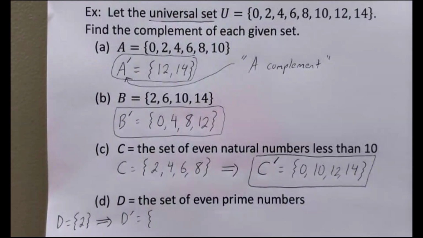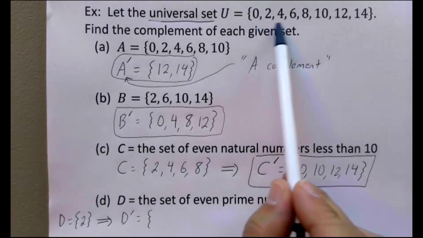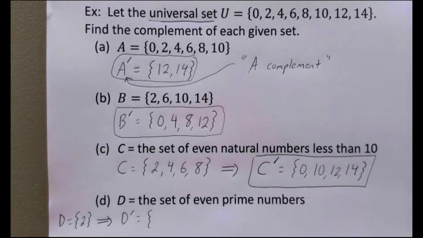So again, ultimately I want D complement. I think I might have said D prime a minute ago. That's another verbiage that we use sometimes in other math classes, but in this class we should say D complement right here. Okay? D complement is the opposite of D. D complement means everything that's not in set D when compared with the universal set.